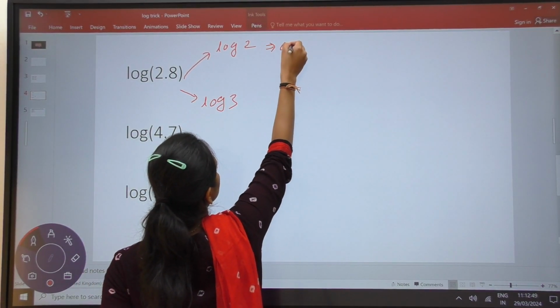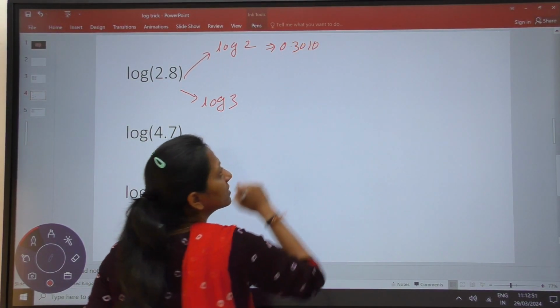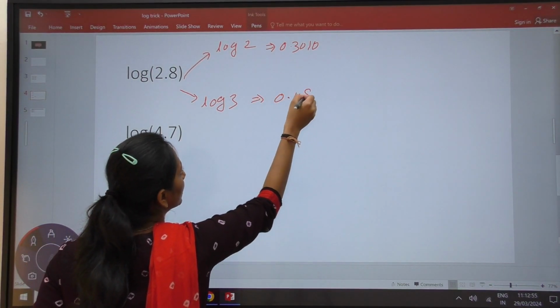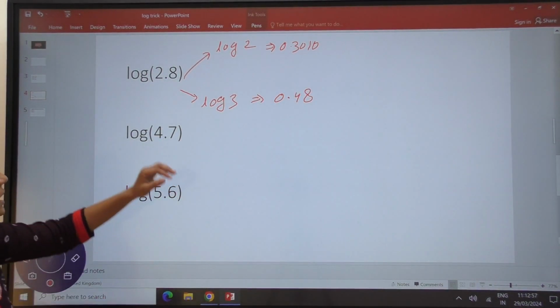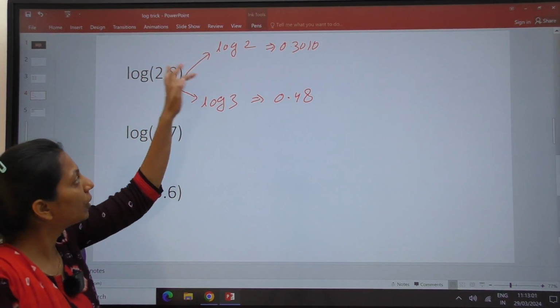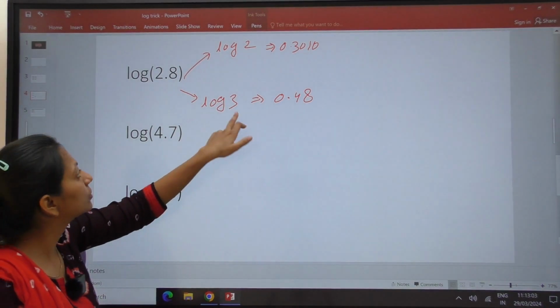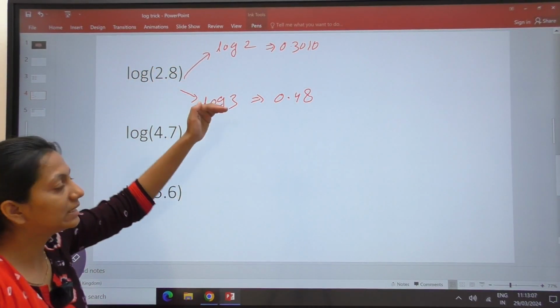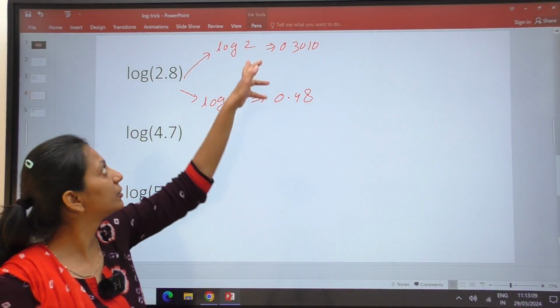We know the value is 0.3010, and what is the value of log 3? 0.48. Okay, now see what is the value you have to find out: log 2.8. You can see that 2.8 is closer to 3 as compared to 2.